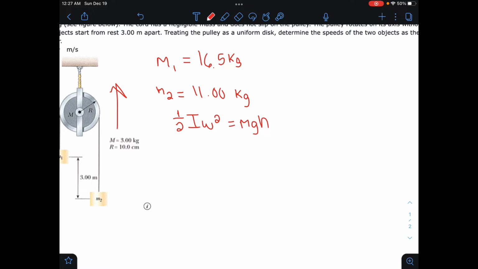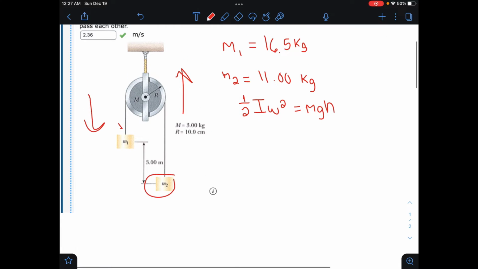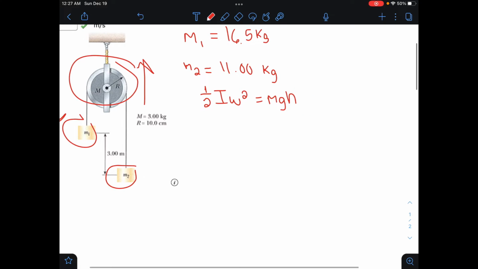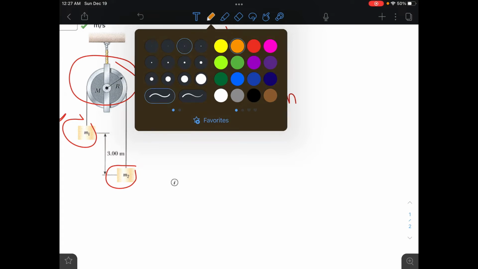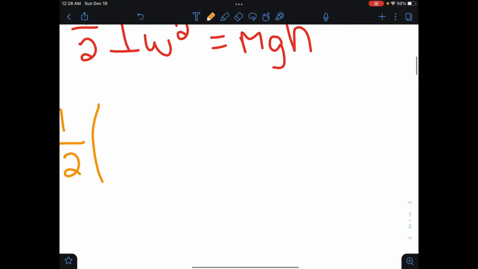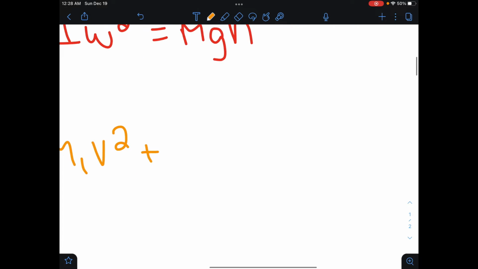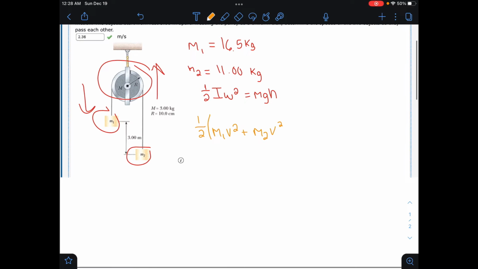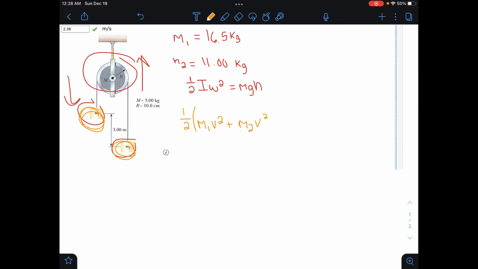Because we have 3 things in this. We have this mass, then we have the actual rotating disc. So we actually need to elaborate this onto 1/2 m1 v squared plus 1/2 m2 v squared. Now these are the kinetic energies of each individual mass times the respective velocity, and the velocity will be the same. Their mass is going to be different, but the velocity has to be the same.